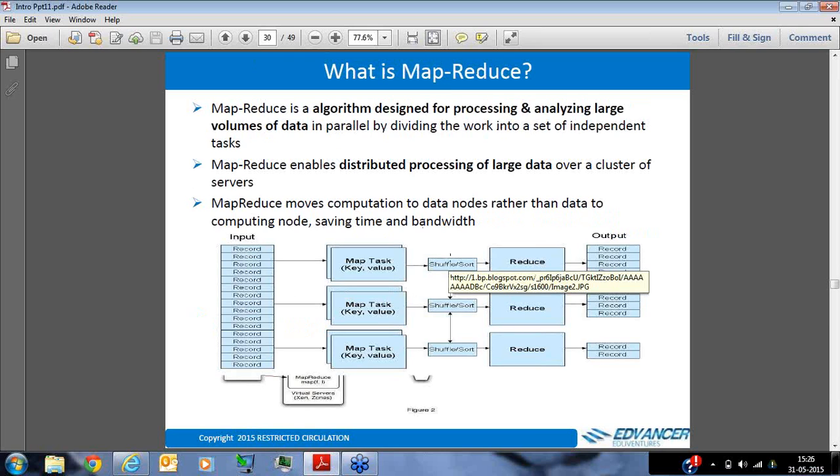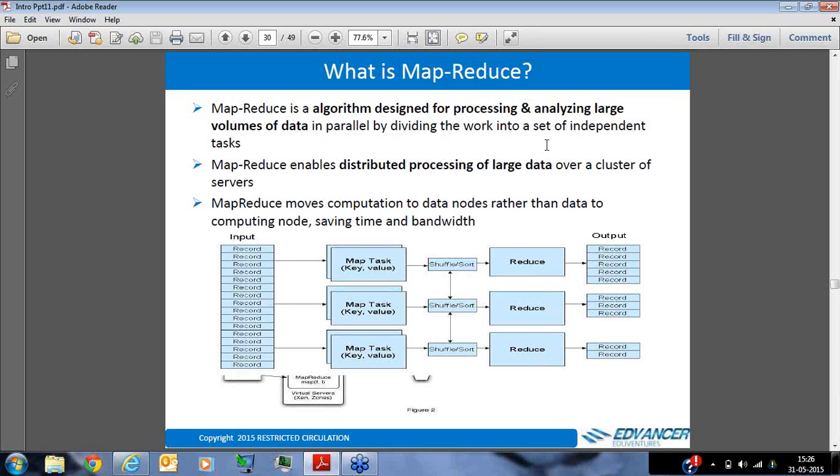What exactly is MapReduce? MapReduce is an algorithm. It is not a language. It is an algorithm which is designed for processing and analyzing large volumes of data. But what is special about it is that it is designed to do this in parallel by dividing the work into a set of independent tasks.